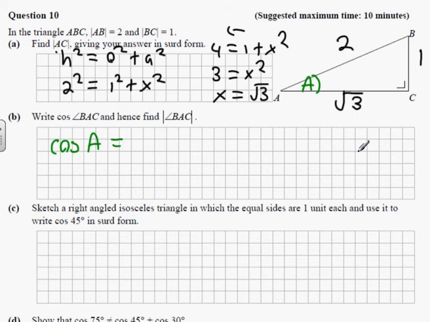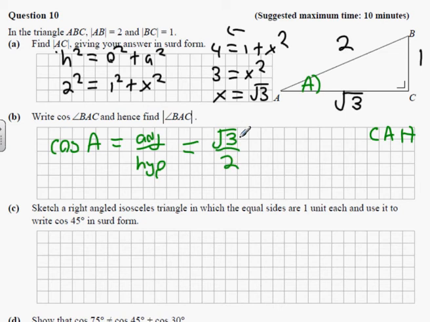What's cos, guys? Cos is 1 over root 3... adjacent over hypotenuse, which is root 3 over 2. Everybody happy with that?